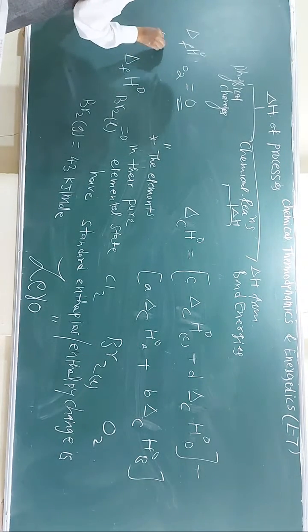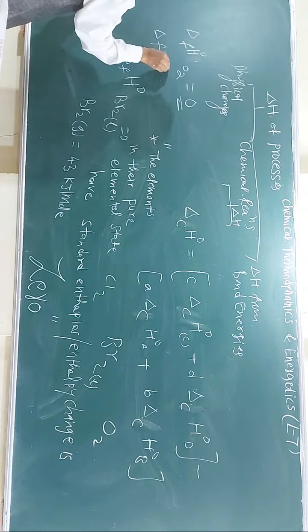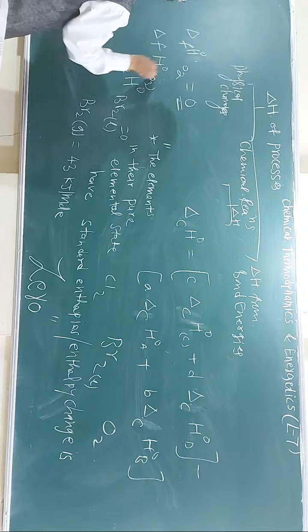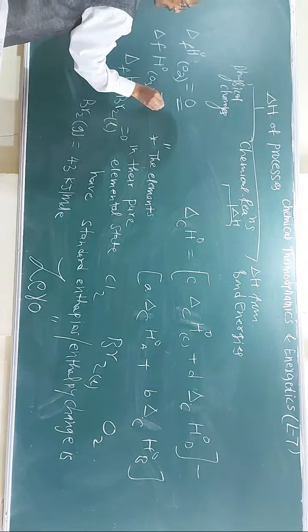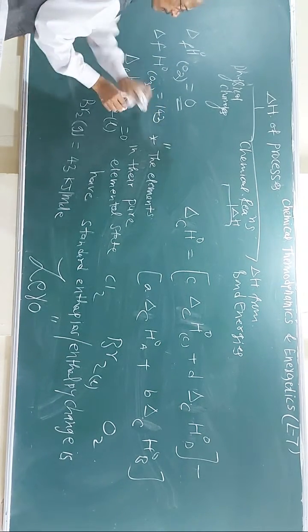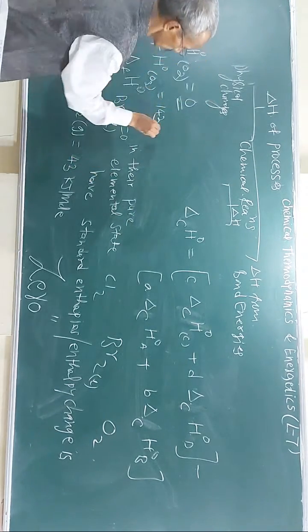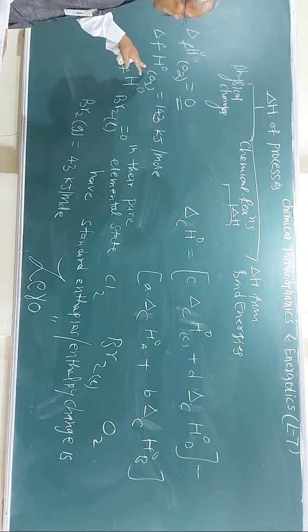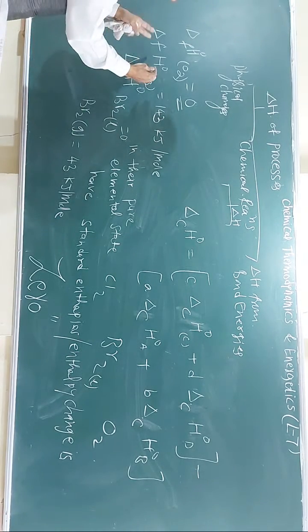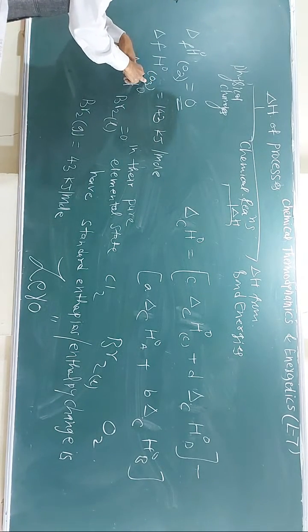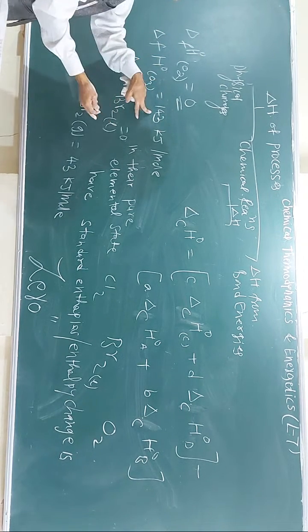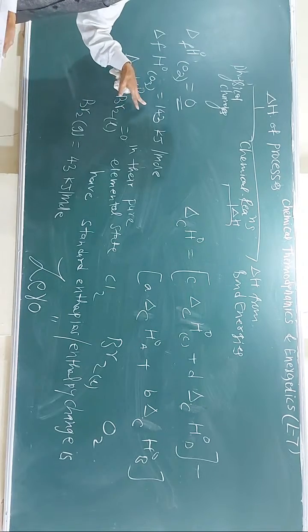But the standard enthalpy of formation of O3 is equal to 143 kilojoules per mole, right? Because at 25 degrees Celsius it is not formed by itself. When oxygen reacts, O3 forms, so this is the difference between the processes, right?